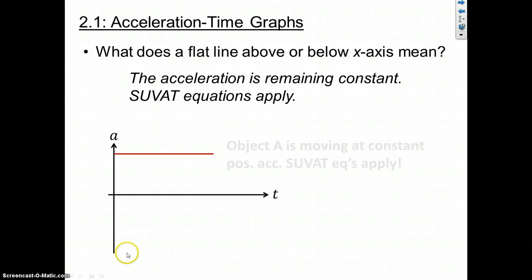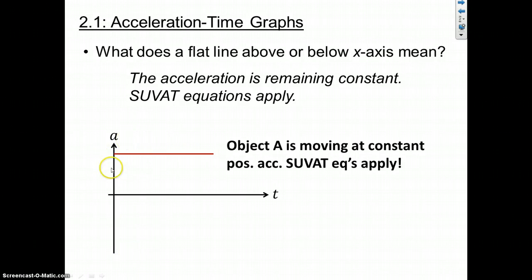Okay, if we have a flat line above or below the x-axis, a flat line means we're staying at the same y value, and successive points along this line all have the same y value. The y value is not increasing, and it is not decreasing as we move forward along the line. So the a value, the acceleration, remains constant. And that tells us that SUVAT equations apply. Those are the equations of constant acceleration, SUVAT.